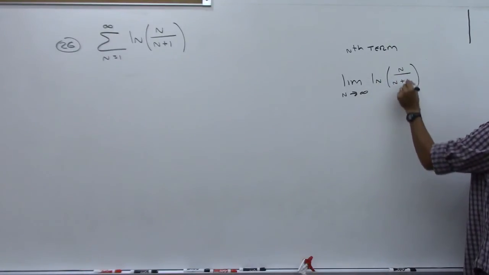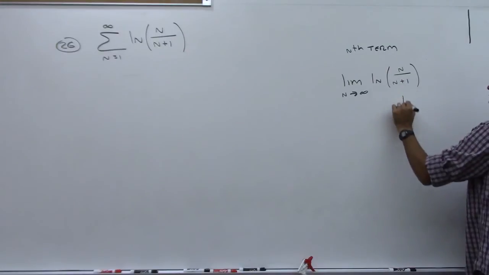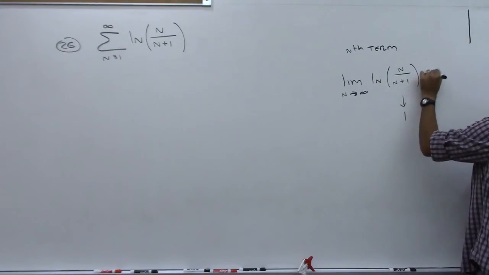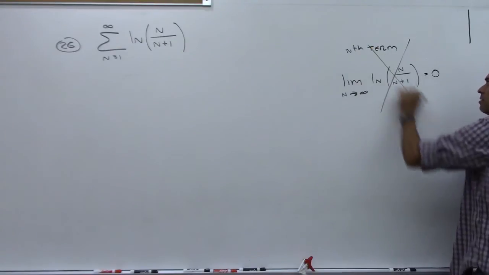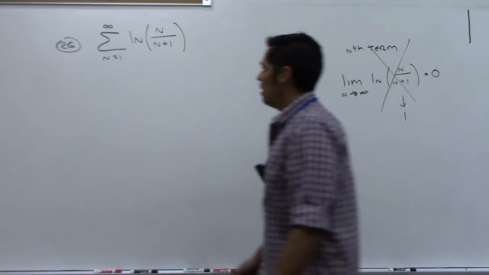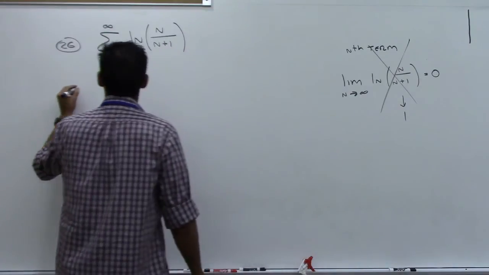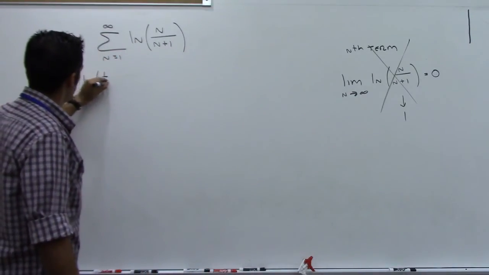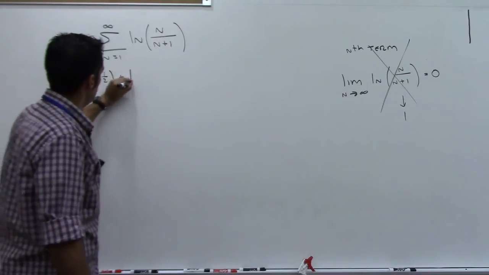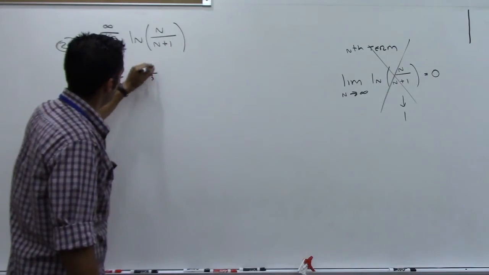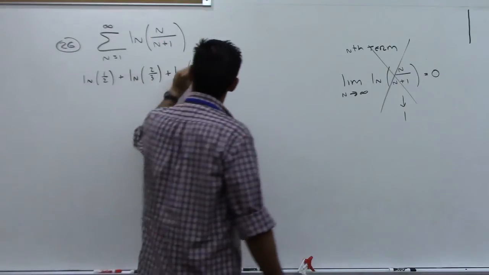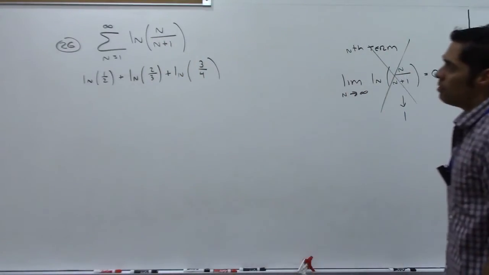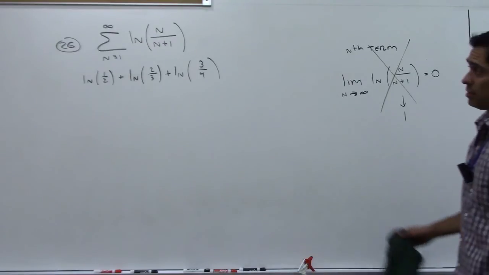The inside is infinity over infinity, and when you do L'Hopital on that, you're going to show that goes to 1. Natural log of 1 is 0, so this thing goes to 0, which means this test fails, right? So then you look at that, and maybe you try starting to plug some numbers in. If you let n be 1, you get natural log of 1/2, plus now you let n be 2, natural log of 2/3, plus natural log of 3/4, and there's really nothing canceling out. It's all addition. So in order for it to collapse, we have to turn it into subtraction.